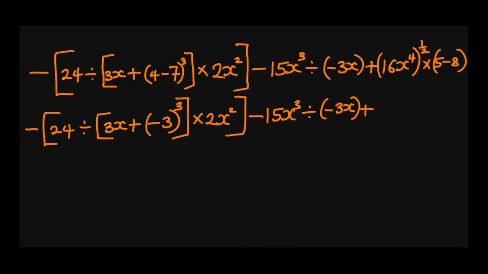Now this 16x raised to power 4 raised to power half. If you remember our lesson on power, raised to power half is the same thing as square roots. So 16x raised to power 4, square root of it: square root of 16 is 4. Then square root of x raised to power 4 is x raised to power 2. So we put x raised to power 2. We've cleared the brackets and we've cleared the power. Then times 5 minus 8 is minus 3.